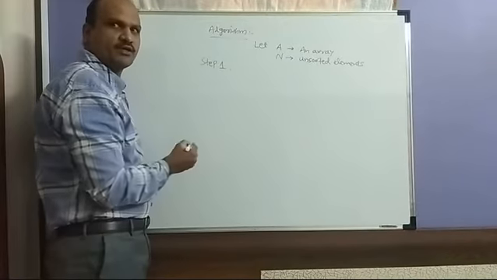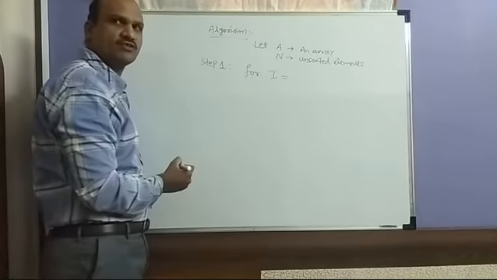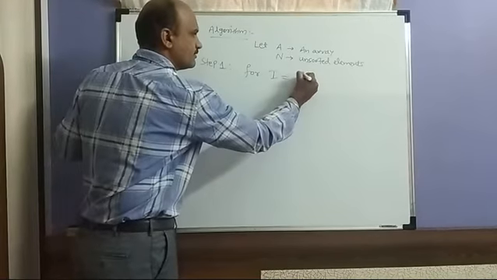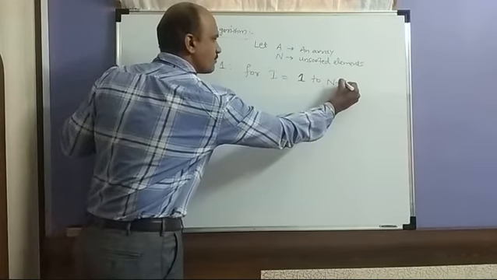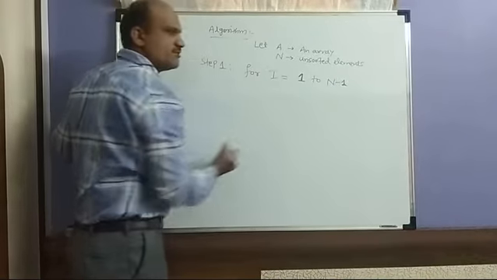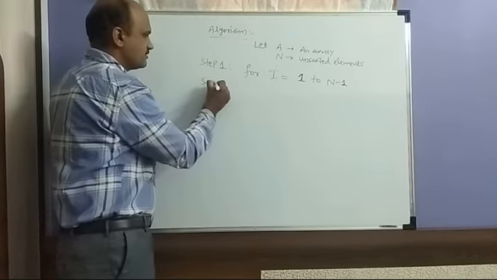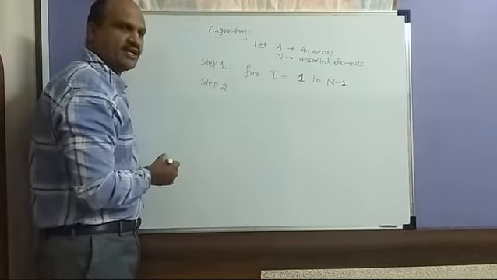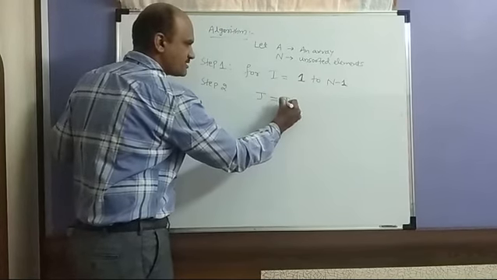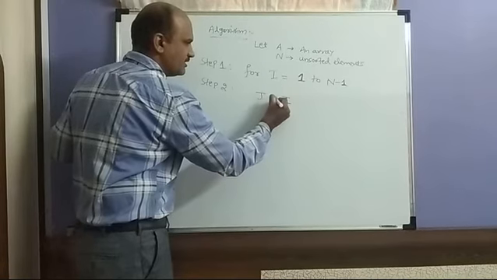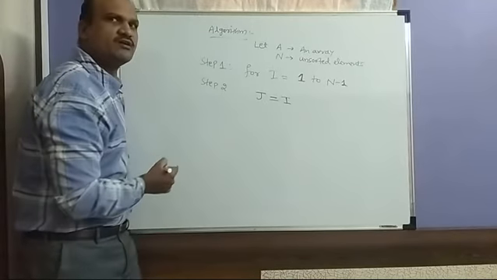Step 1 is very important. For i is equal to 1 to n minus 1. That is the first step, which, as I told you, starts from 1 to n minus 1, where n minus 1 is the last. Next, step 2, j is equal to i. It compares with the key element, j is equal to i, comparing with the key element with the first element.